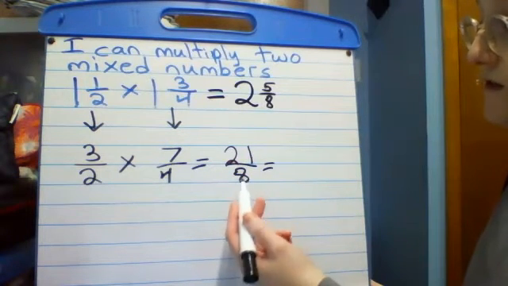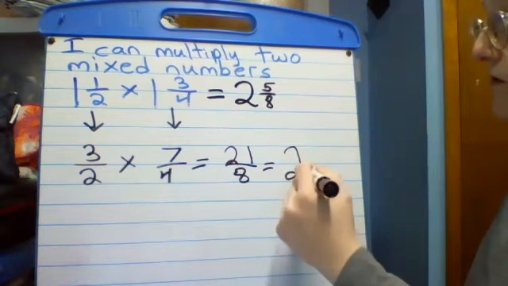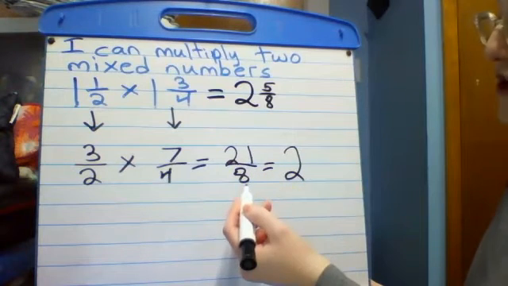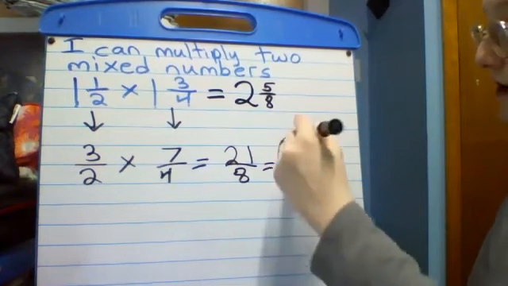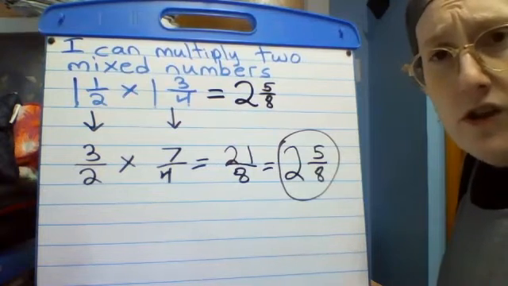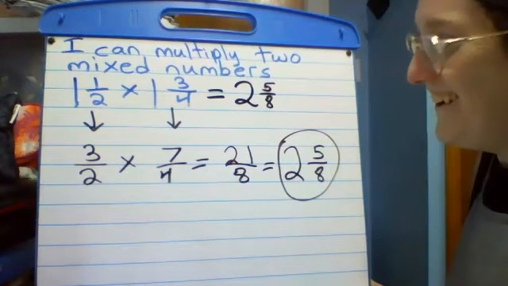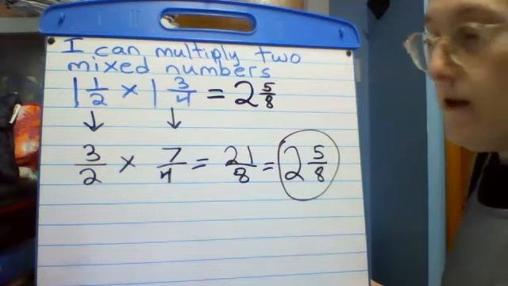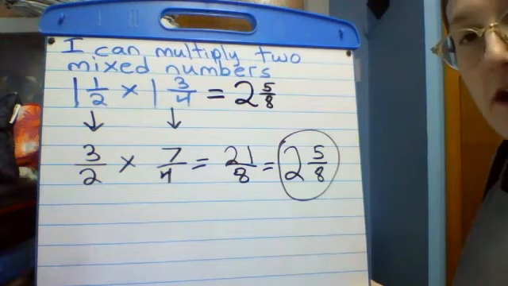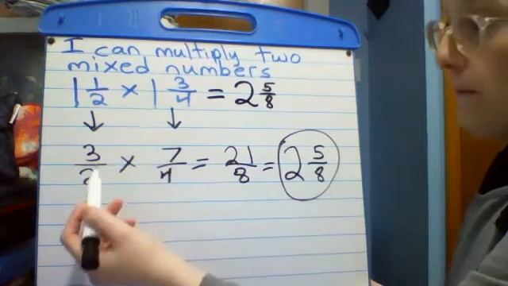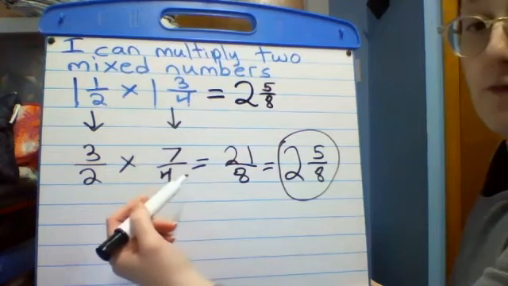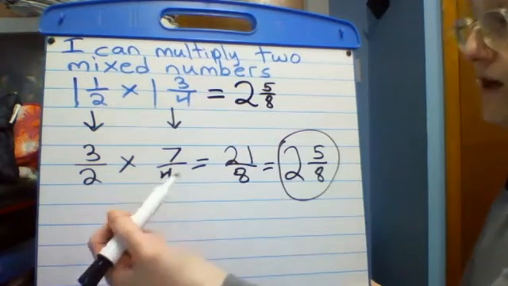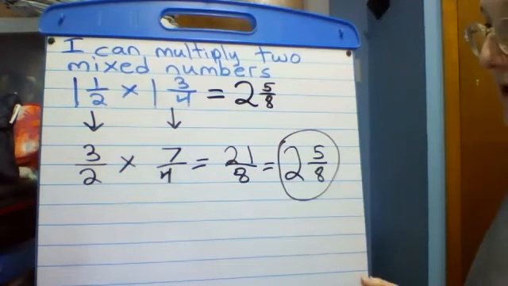8/8 would be 1 whole. 16/8 would be 2 wholes. 21, take away the 16, leaves us 5/8. 2 and 5/8. Which did you think was faster? I don't think it's much of a race, but still, understanding the area model, understanding that we're multiplying the whole 1 1/2 times the whole 1 3/4, that's why it's important to try it this way.